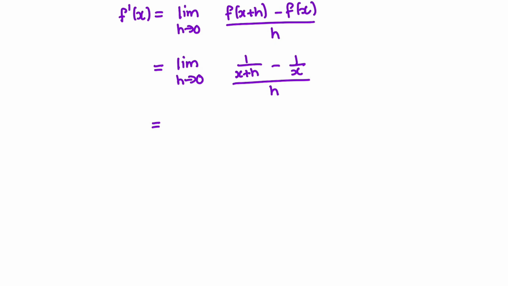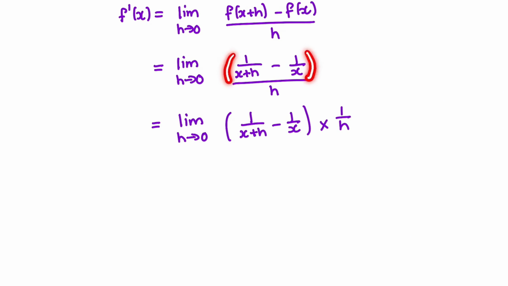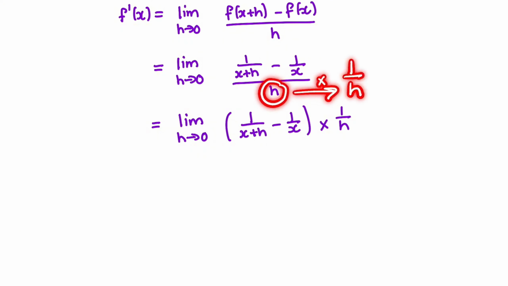Now I do not want to work with this compound fraction, so I'm going to rewrite that fraction slightly. So we have the limit of h towards 0, and in brackets I have the numerator of 1 over x plus h minus 1 over x, and I'm multiplying this with 1 over h. So all that I'm doing is keeping the numerator by itself, and I'm moving this h to the side. So I'm multiplying with 1 over h.